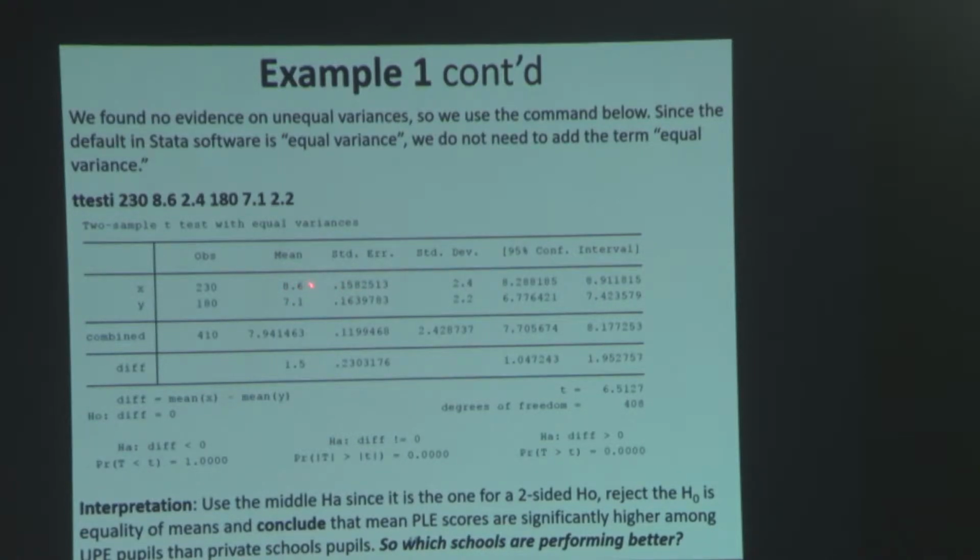So UPE schools have a higher score than private schools. Please note that in this case, the higher the score, the poorer the performance, because the best performance is aggregate 4. So anything that gets closer to 4 is better. In this case, we have evidence to show that the private schools are performing statistically significantly better than UPE schools, because the means are different, and the mean for the private score is lower, closer to 4 than the mean for the UPE schools.